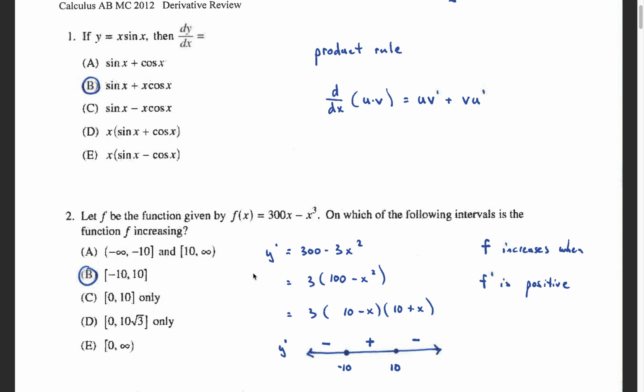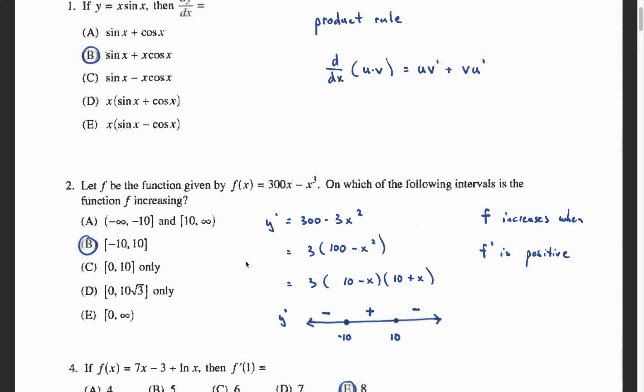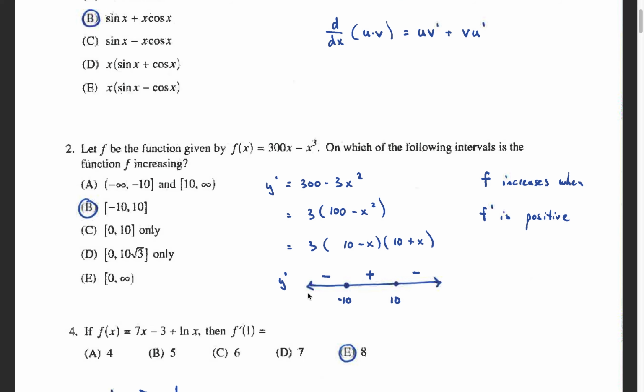This next one asks for when is the function increasing? The function is going to increase when it has a positive derivative. So I took the derivative, I factored it, I did a sign chart, I found where the derivatives were 0 at negative 10 and 10, and then I showed that the derivative was negative, positive, and negative. Well, if I want to know when the function's increasing, that's the interval where the derivative is positive, so negative 10 to 10.